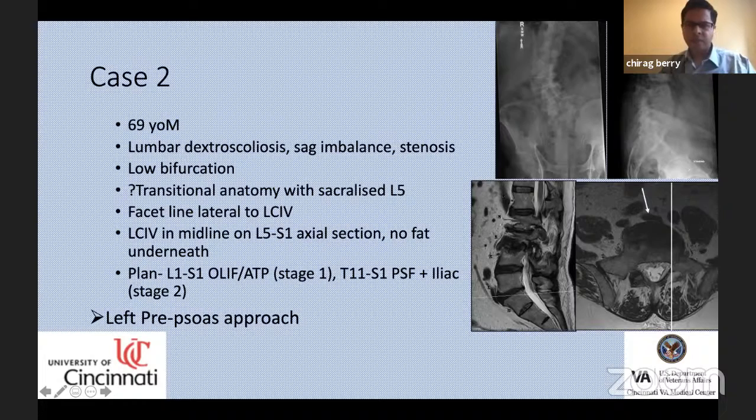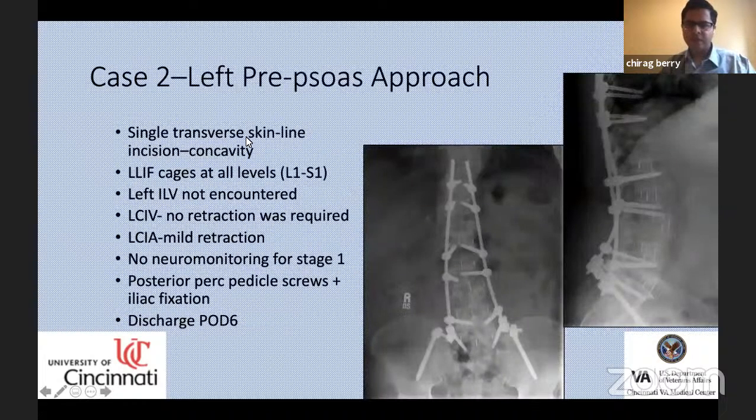So this is how it ended up looking. I was able to use a single transverse skin line incision from the concavity, that's from the left side. And because I was using the left pre-psoas approach, that incision was a little higher than what I would have had to use with the intra-bifurcation approach. I was able to put lateral cages throughout between L1 to S1. I did not encounter the left iliolumbar vein, and there was no need for retraction of the left common iliac vein. The artery needed some retraction.